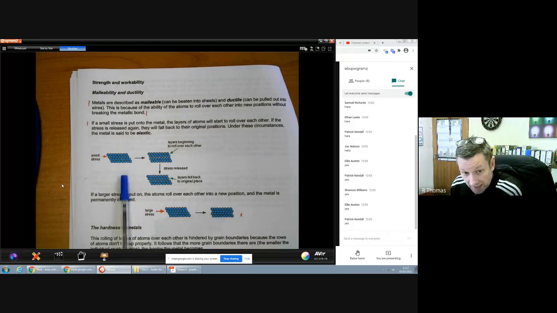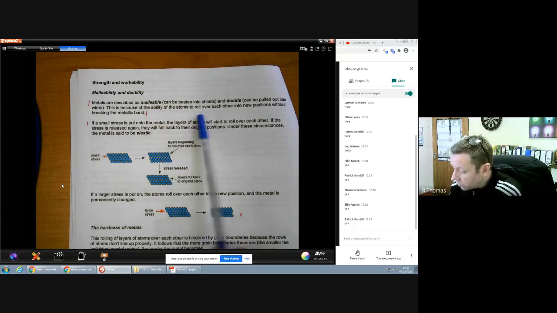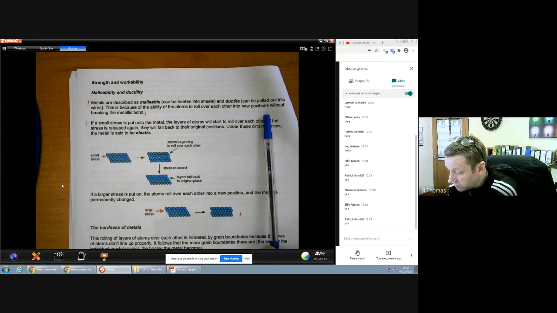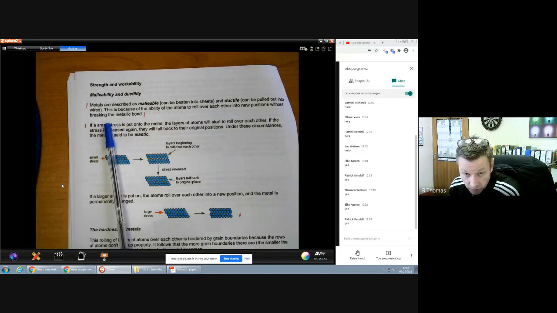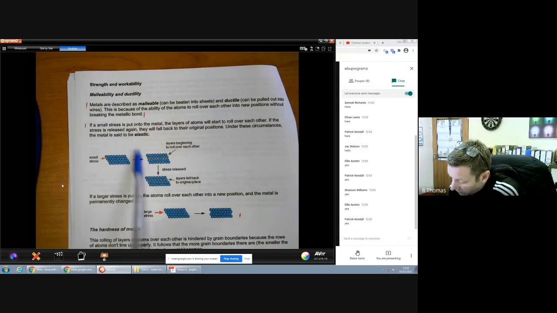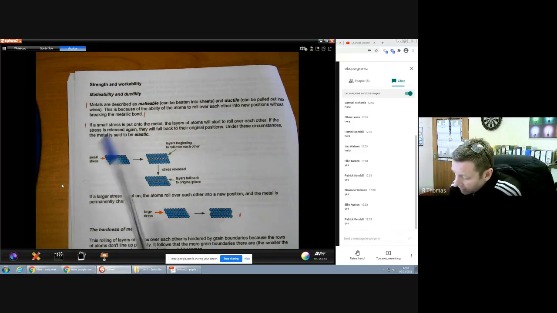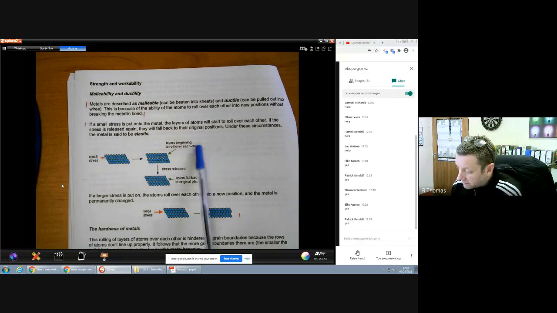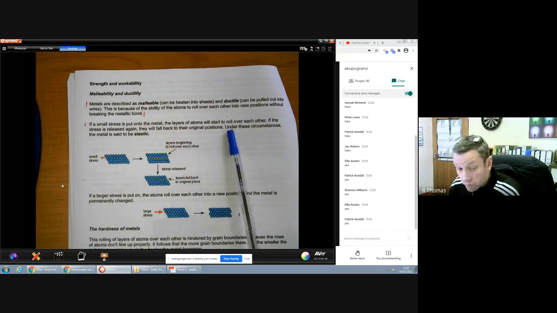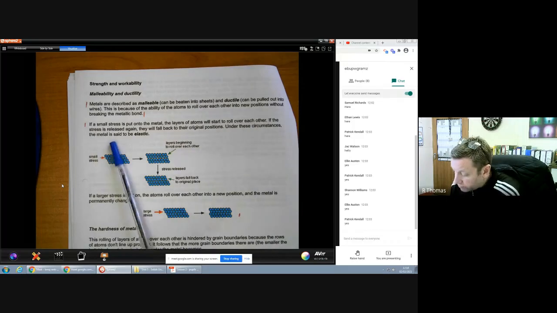And this is because of the lattice structure of the atoms in the metal, right? The ability of the atoms to roll over each other into new positions without breaking the metallic bond. So think of your lattice structure of atoms here, and these layers of atoms can roll over each other and then slot into the new gap accordingly, okay? And they'll always fall back into the right place. If a small stress is put onto the metal, the layers of atoms will start to roll over each other. If the stress is released again, they'll fall back into their original slot.